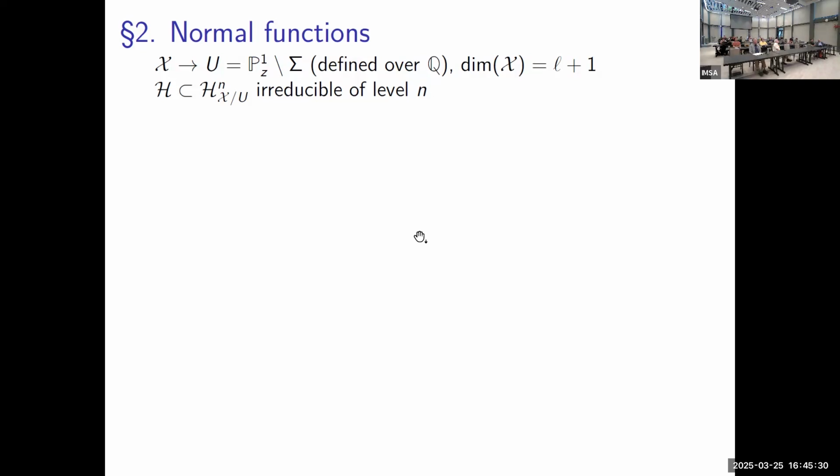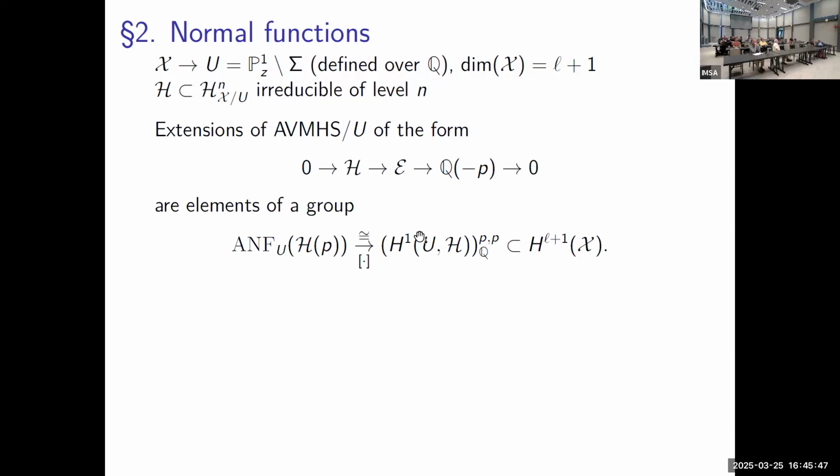So I take a subvariation of the family of cohomologies of the fibers, and that's going to be the variation of Hodge structure that I consider. In particular, I want to take something irreducible of level L. Okay, so this is a little bit formal, but the normal functions that I'm interested in are going to look this way.